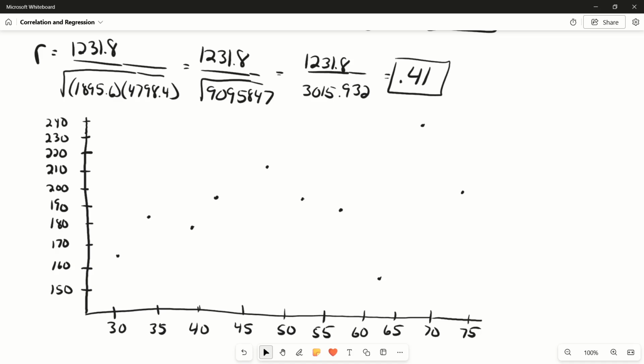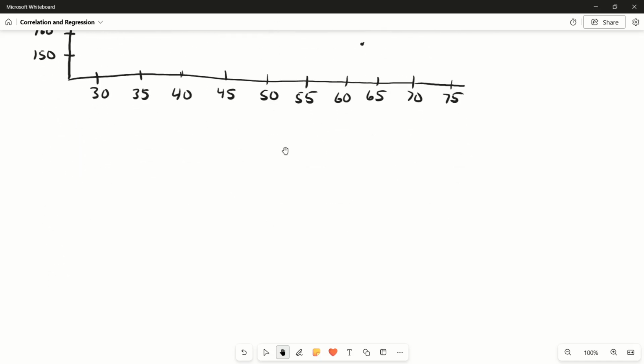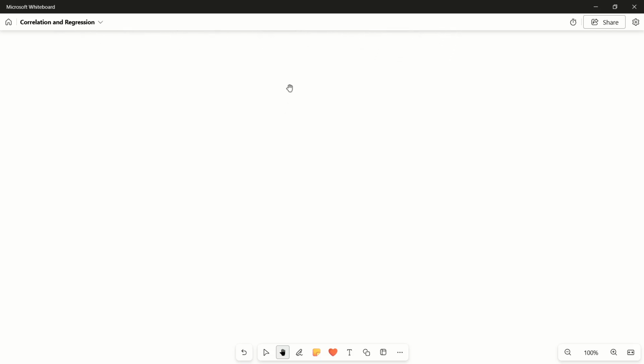Now let's look at the regression line. Afterwards we'll put the regression line in there. For the regression line, we need to find b first. b is equal to the sum of the cross products over the sum of squares of X. The SP value is 1231.8. Sum of squares X is 1895.6. Solving for this, we get 0.65. So the slope is positive.